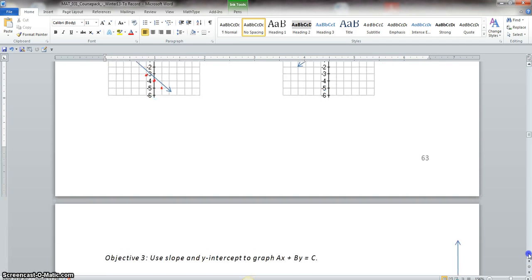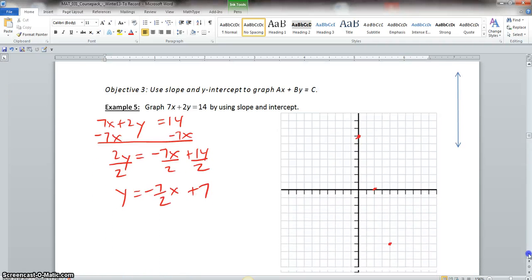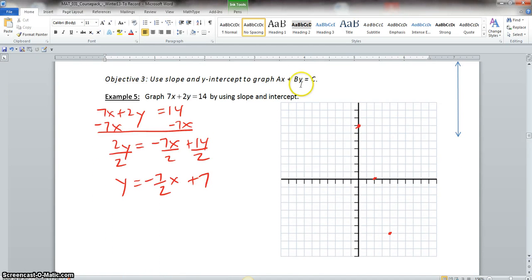Okay, now we scroll down here. We have example 5. It says use the slope and y-intercept to graph ax plus by equals c. Graph 7x plus 2y equals 14 by using slope and intercept. Now, what I prefer to do is just get this in slope-intercept form. Just get the y by itself. So I would subtract 7x on both sides, and that leaves us 2y equals negative 7x plus 14.